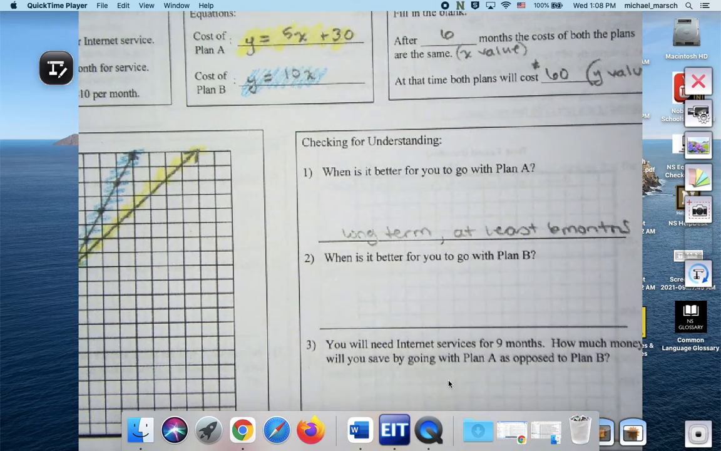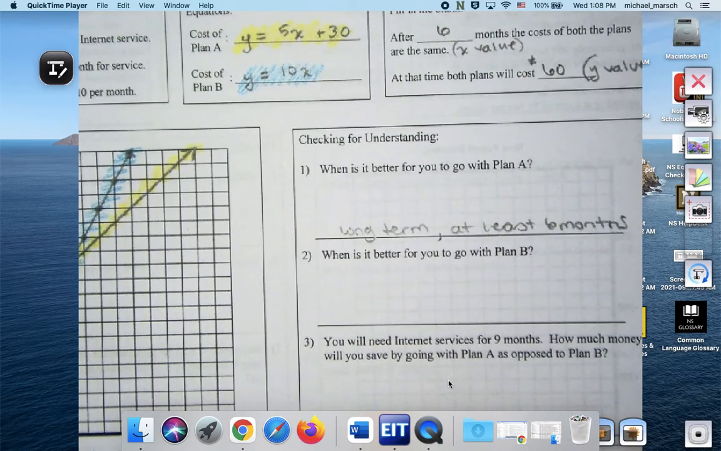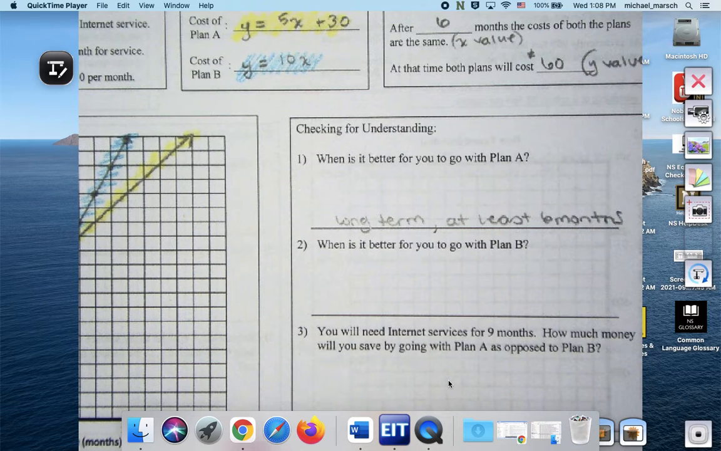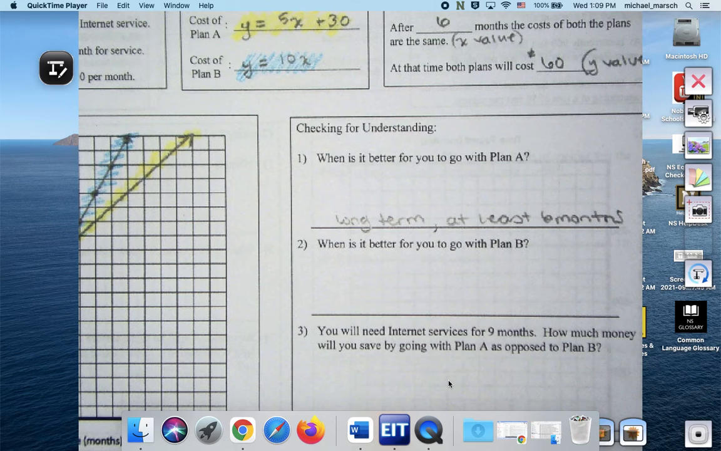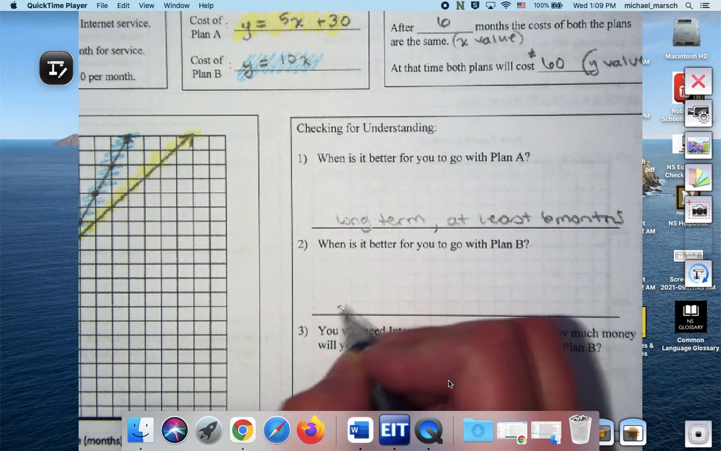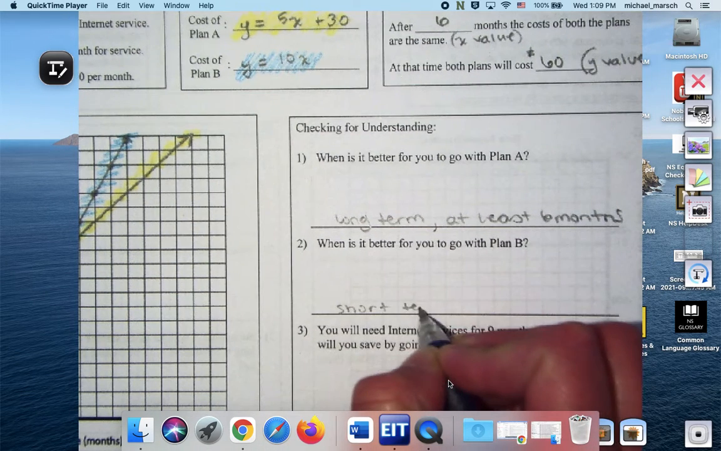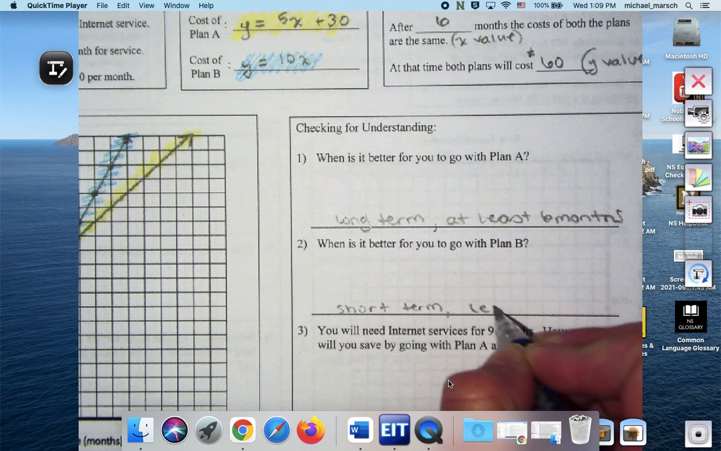Right? I don't know many people that change their internet plan every 6 months or so, but some people do. I don't have the time for that in my life, but some people, they'll jump around and get deals. So when is it better for you to go with plan B? Avery? The most 6 months. Yeah, so maybe short term. Less than 6 months.